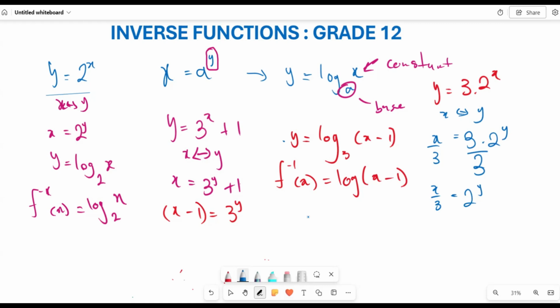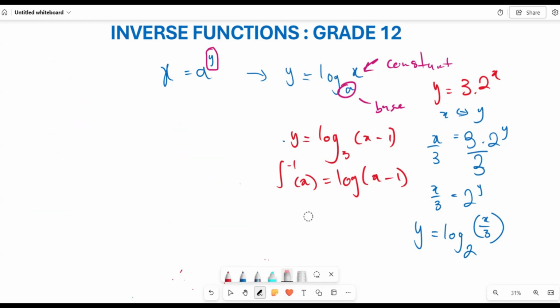And now, what is it that you're going to do from here? Which means y is equal to log base... What is the base of y? It is 2, so this is base 2. And what do you have here? You have x over 3. Are you together? So basically, this is what you are going to have as the basic concept.